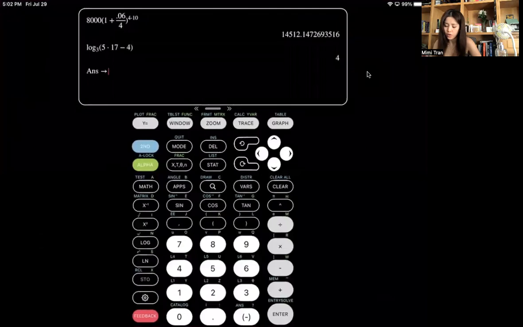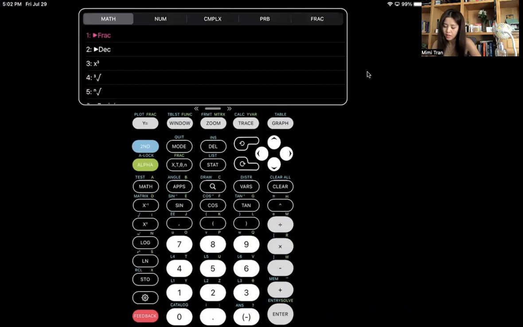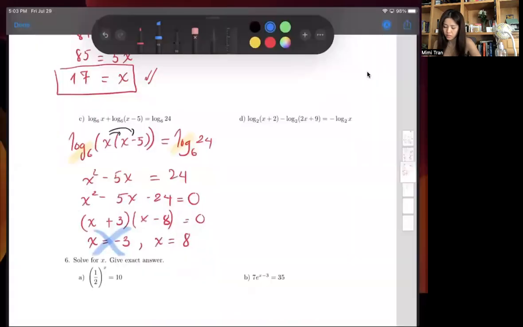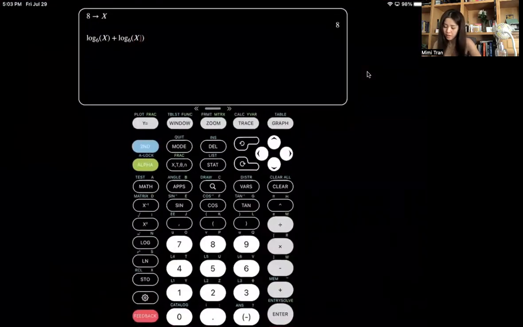What I'm going to do is store 8 and then STO to X. Done. X is now remembered as 8. So now log base 6 of X plus log base 6 again. Was it x minus 5 and then 24? X minus 5, and then equal.